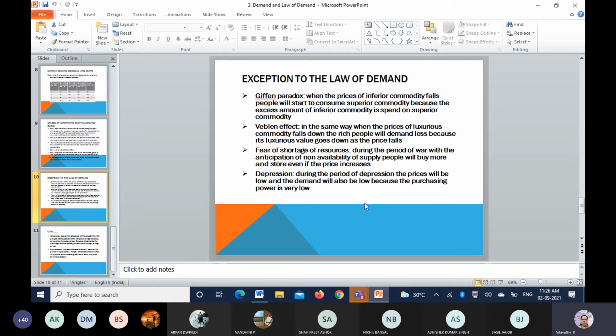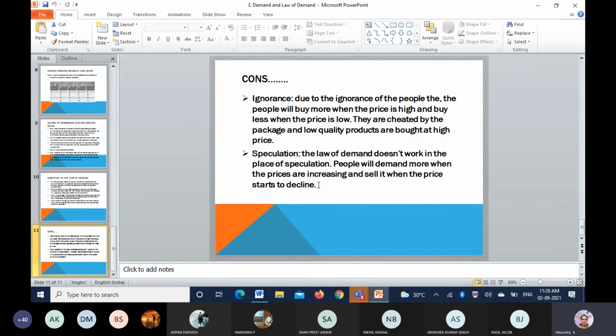So there also the law fails. Actually, when the price is very low, the people have to demand more, but the law has failed here. Why? Because the people do not have money in their hand to buy all these things. So depression is also one of the stages where the law will not be working.